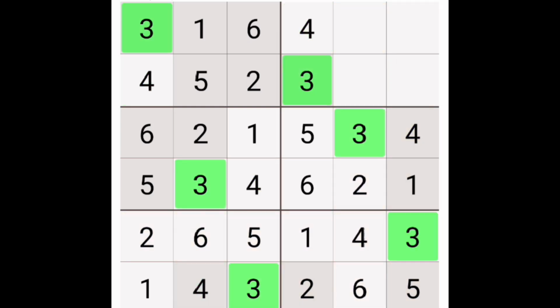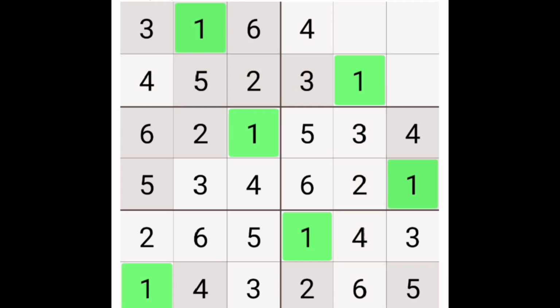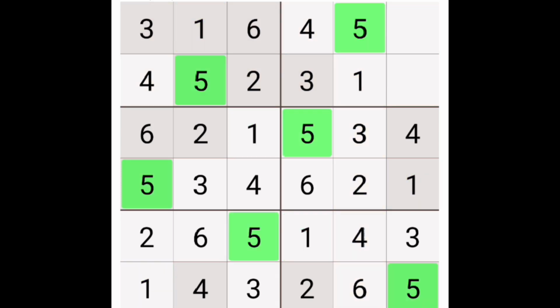Okay. So let us complete the fifth column. 3, 2, 4, 6 are present. Only 1 and 5 are missing. If you look at the left hand side, 5 is there. So 5 cannot come in this cell. 1 will come here and 5 will come here.